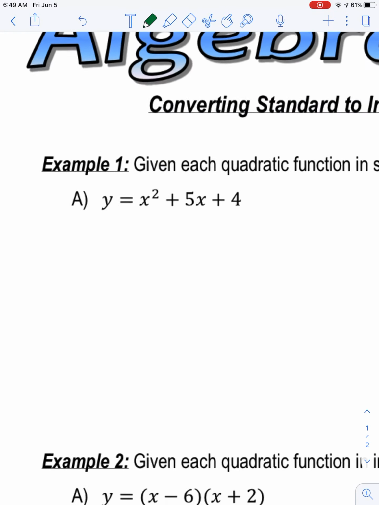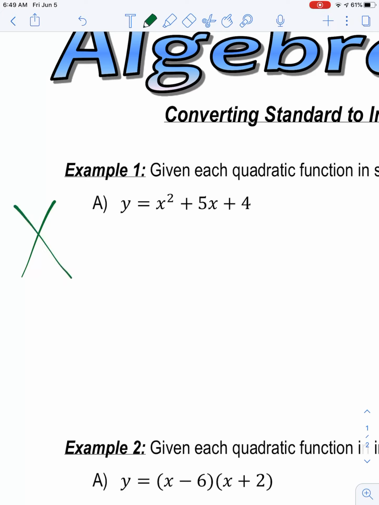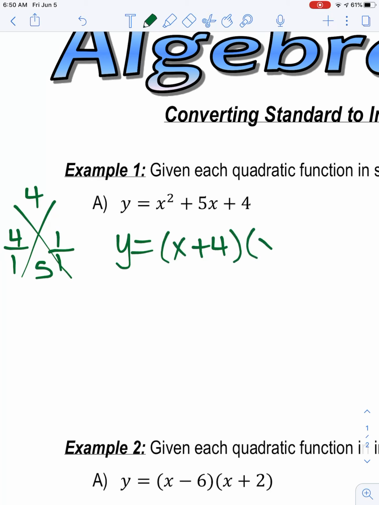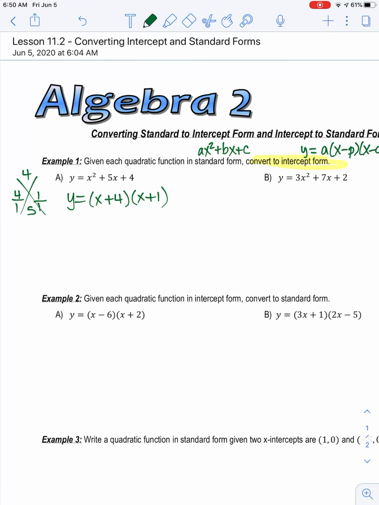So part A, we've factored before. Notice there is no GCF here, and then I have 3 terms. So for any trinomial, I set up my puzzle. I do 1 times 4 on top. I do 5 on the bottom. I know 4 times 1 is 4, and 4 plus 1 is 5. So I then would divide by 1, and I have y equals 1x plus 4 and 1x plus 1. All right, and all we had to do was convert to intercept form, so that's it for part A.